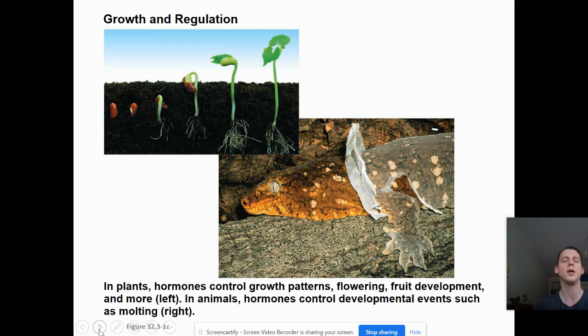Growth and regulation in terms of hormones. Hormones, as we're going to learn next week, are going to control growth patterns. So here, hormones like gibberellins and auxin are going to control this seedling's development, just like hormones are going to control the growth of this lizard, which is molting. Because this lizard is growing, it needs to shed its outer layer so it can get bigger.